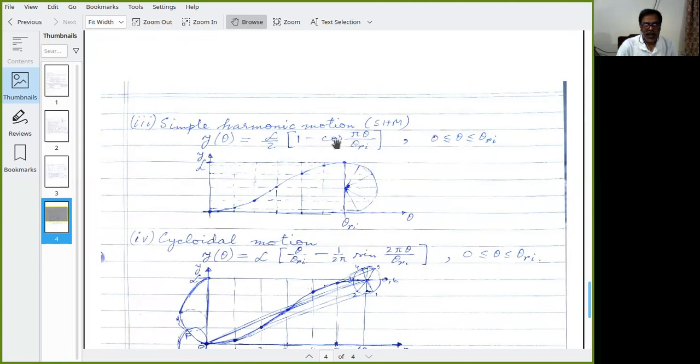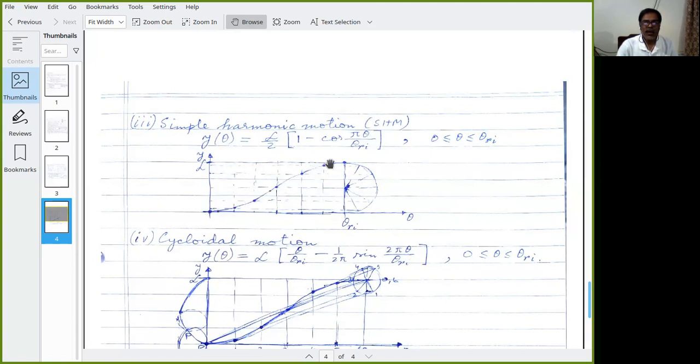So the cosine of an angle changes. Of course, this is simple harmonic motion, that is obvious. The cosine of an angle changes from 1 to -1. In the beginning, with theta equal to 0, cos is 1, and therefore it is 1 minus 1. So in the beginning, the rise is 0.